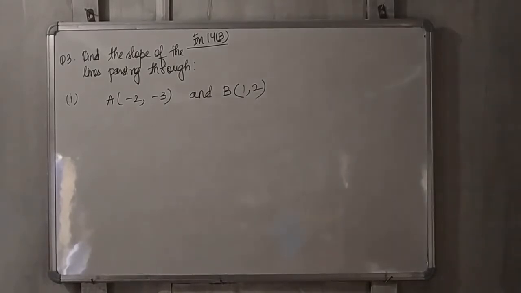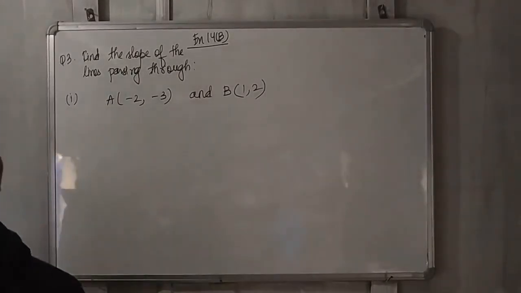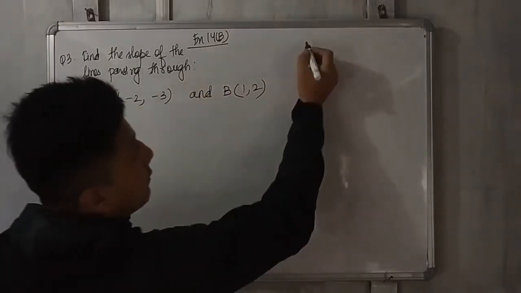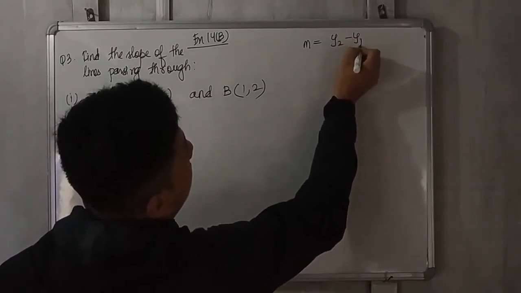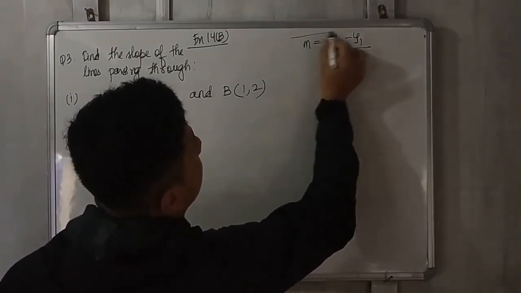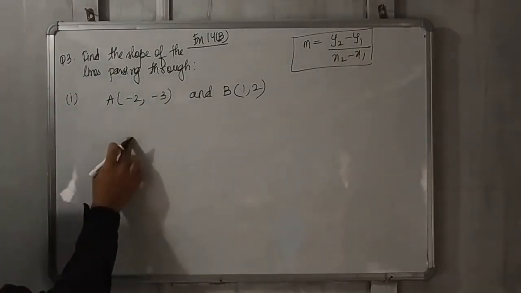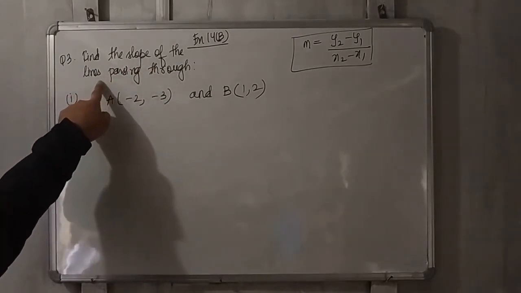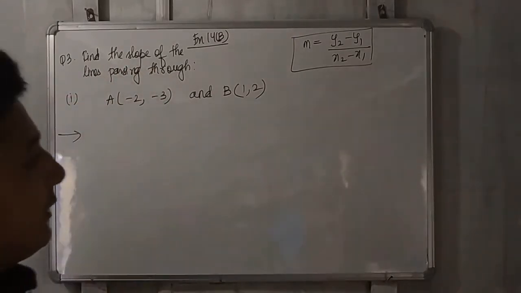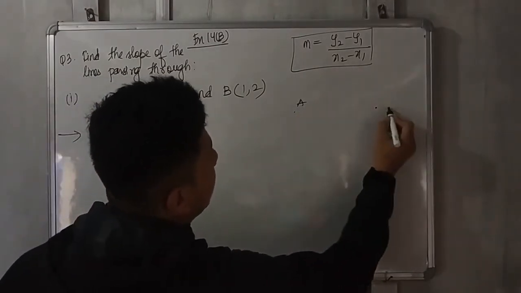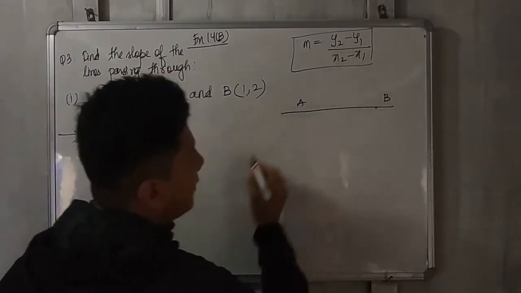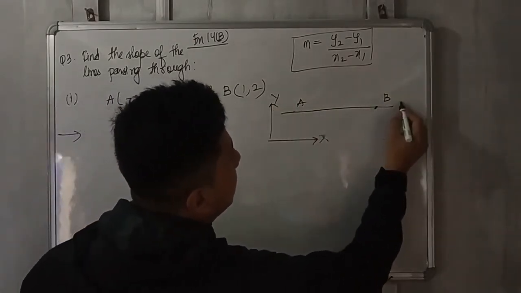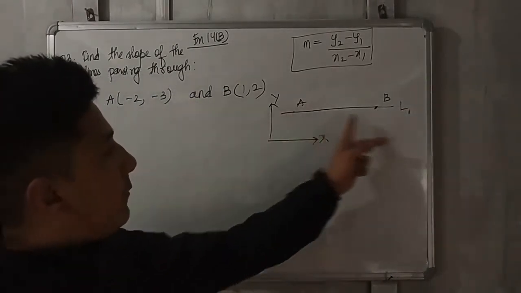Alright boys, just now I've given three formulas, right? Slope of a straight line passing through 2 points, that formula we have to use here: y2 minus y1 divided by x2 minus x1. We have to use this formula in this question, because the question is asking you to find the slope of the lines passing through these 2 points. So A is here, B is here, and there is a straight line on an xy axis. A and B. We need to find the slope of this L using this formula.